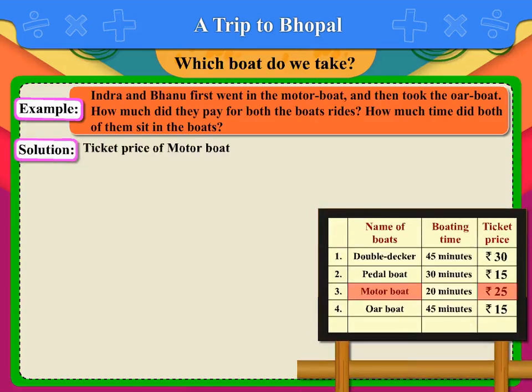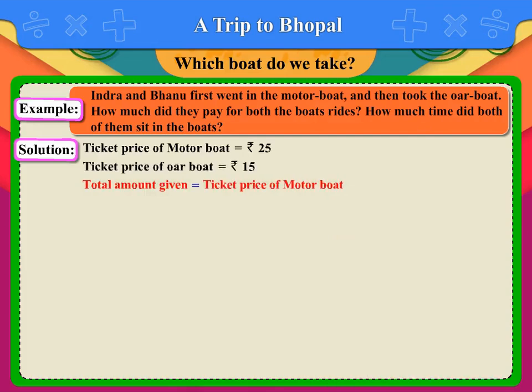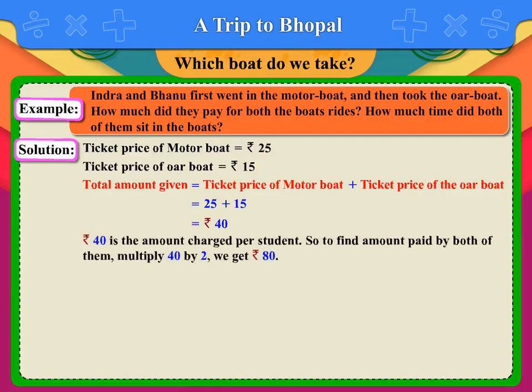Solution. Ticket price of motor boat is rupees 25 and ticket price of the oar boat is rupees 15. Total amount given is equal to ticket price of a motor boat plus ticket price of the oar boat, which is equal to rupees 25 plus rupees 15, which is equal to rupees 40. Rupees 40 is the amount charged per student. So, to find the amount paid by both of them, multiply 40 by 2. We get rupees 80.